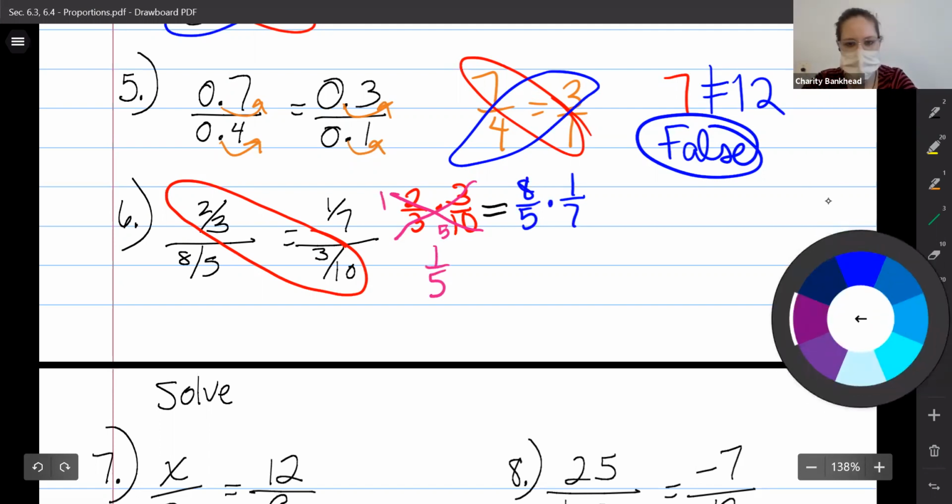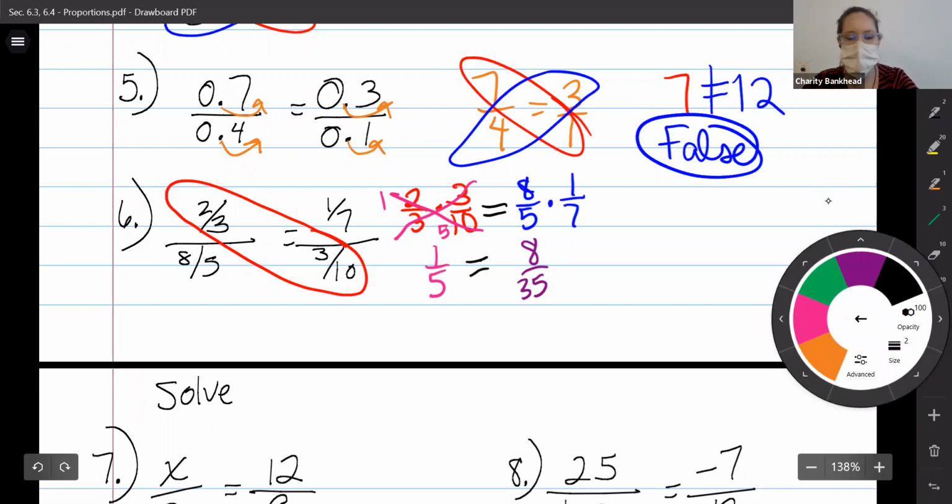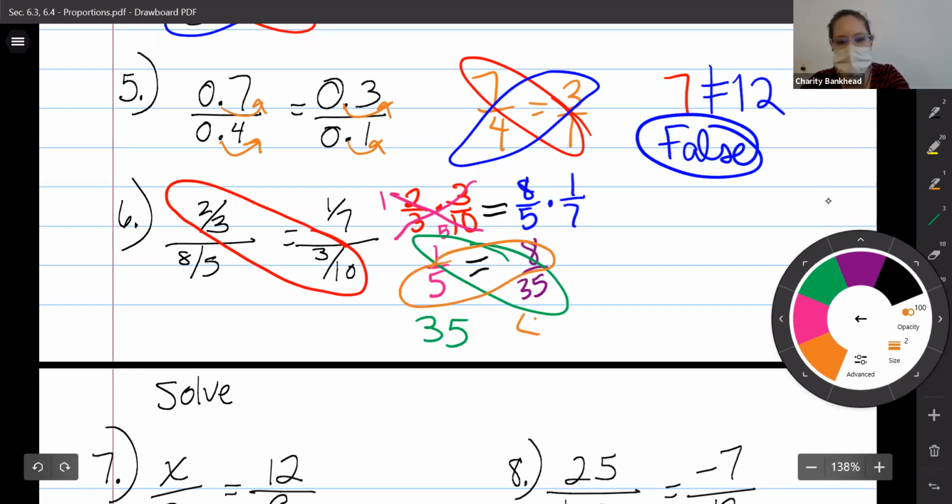And then over here, there's nothing to reduce. That's just going to be 8/35. Okay, so at that point, it seems pretty obvious that those are not equal to each other, but you could still cross multiply it one more time to show that 1 times 35 is 35, and 5 times 8 is 40, and those are clearly not equal to each other, so false.